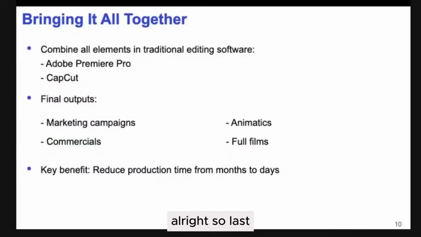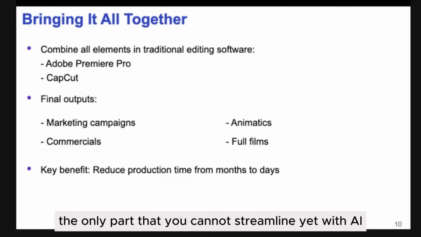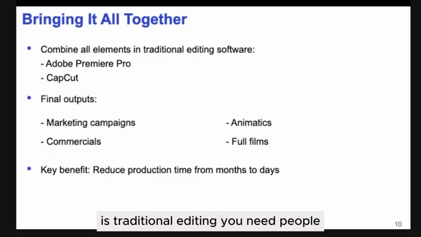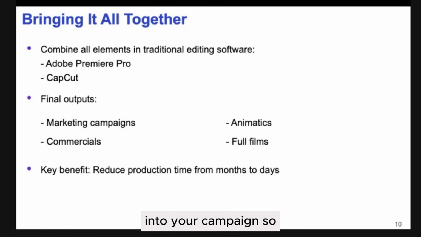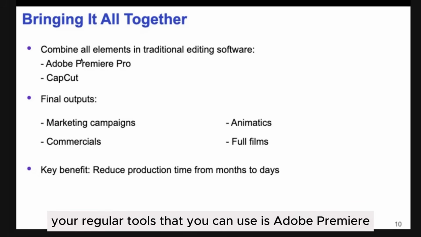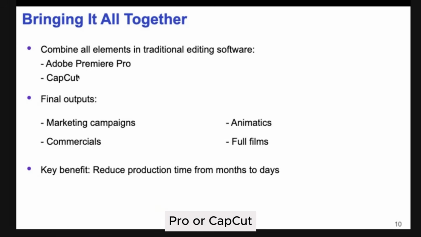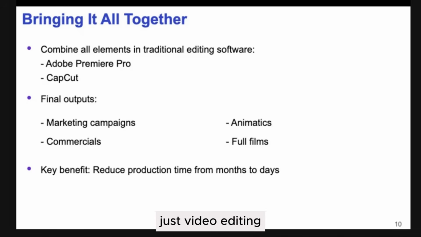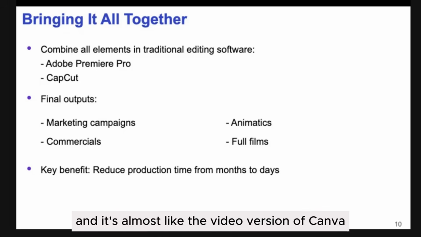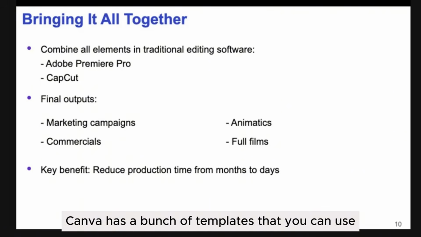All right. So last, the only part that you cannot streamline yet with AI is traditional editing. You need people who have the skill set to put all your assets together into your campaign. So your regular tools that you can use are Adobe Premiere Pro or CapCut. CapCut is actually really great when it comes to AI editing, not AI editing, just video editing. And it's almost like the video version of Canva. Canva has a bunch of templates that you can use.